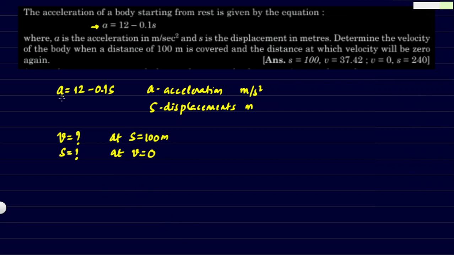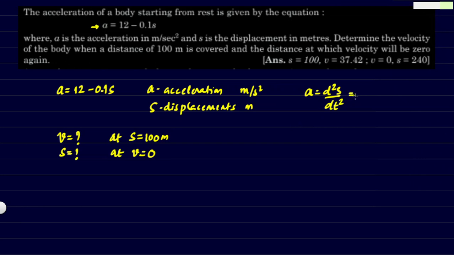When you first see this particular equation, it appears very difficult to solve because acceleration is d²s by dt², and there is no time in the equation. In place of time we have displacement. That's what makes it very, very complex. But there is a workaround for this.